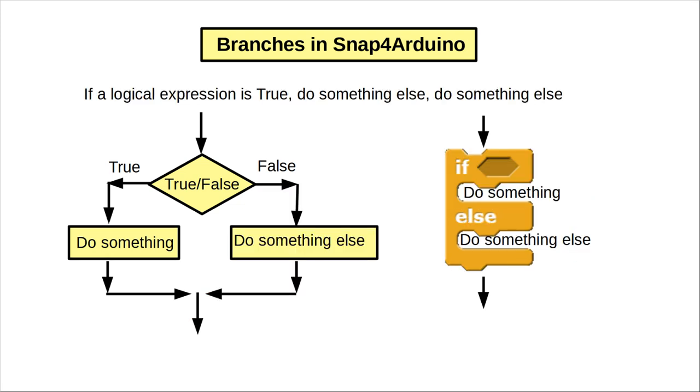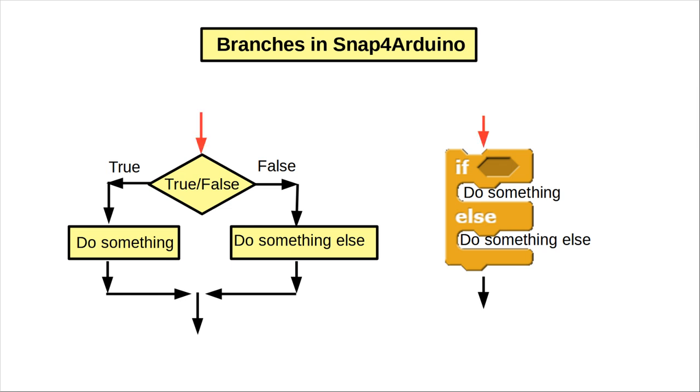This is the other basic branch command. If a logical expression is true, then do something, else, do something else. Here is how it works. If the logical expression is true, the part called something will be executed and the part called something else will not be executed. If, on the other hand, the logical expression is false, the part called something will not be executed and the part called something else will be executed.